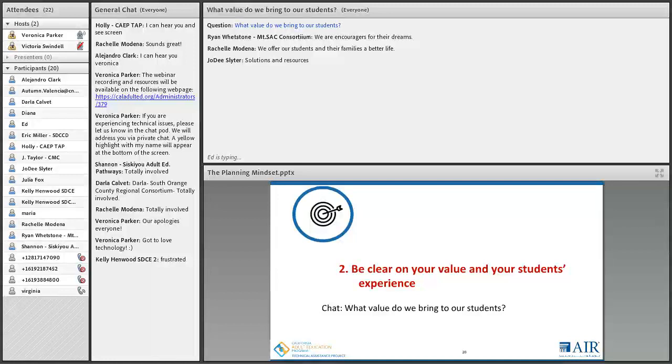Again, I have a colleague who asked this question for One Stop, and she said, what value do we bring our customers? And the answer of the staff was, well, we bring them hope, we give them confidence that they can go out and get a job, we give them a way to dream about the future. And then she asked, so what's the experience of our customers? How do our customers experience that hope or that confidence or the realization of their dreams?